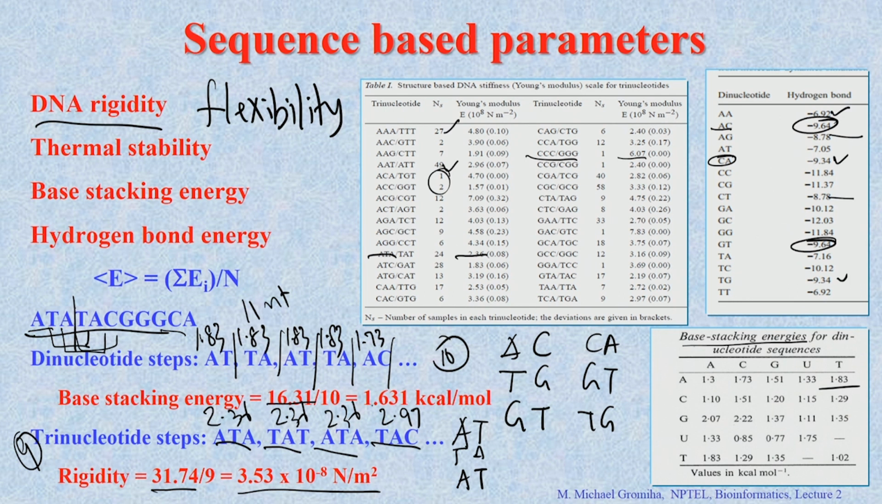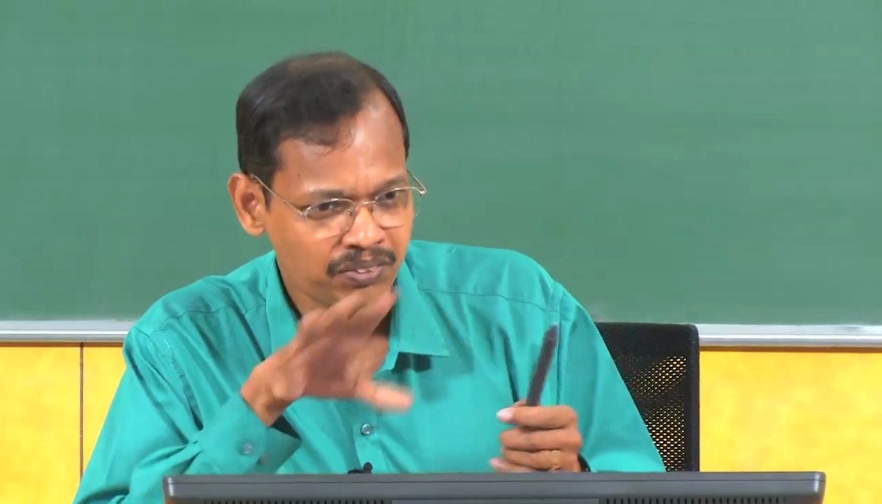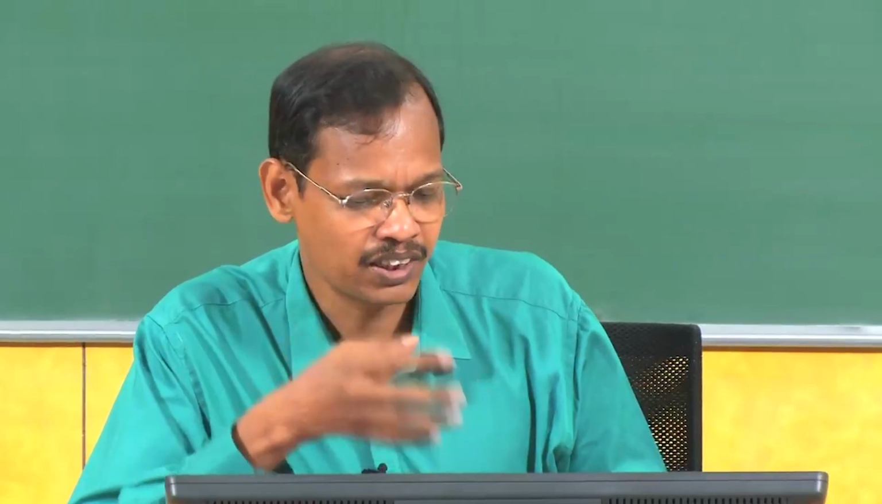So, divided by 10, this will give 1.631 kilocalorie per mole. Now, if you have a set of sequences, you can calculate the values and compare the sequences: which sequences are rigid, which are flexible, and what about different types of energies. From this you can calculate various structure-based factors, or whether this region is able to interact with the DNA, this particular protein and so on.